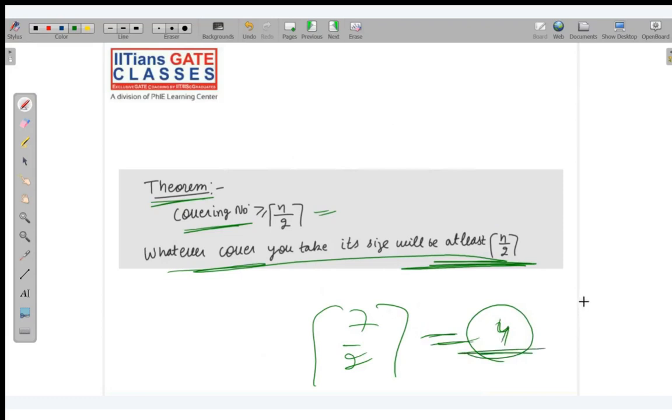So that's why I have taken the ceiling function. 7 by 2 is 3.5, and 3.5 vertex is meaningless. Either you have to take 3 or you have to take 4. If you take 3, you will be able to cover 6 vertices. You cannot cover the 7th one. That's why we have said ceiling function. 4 is the answer. So this is a very simple theorem.